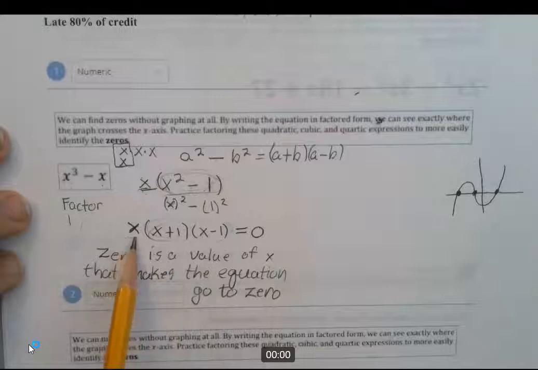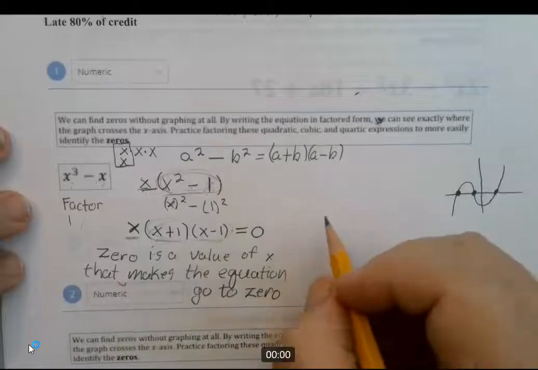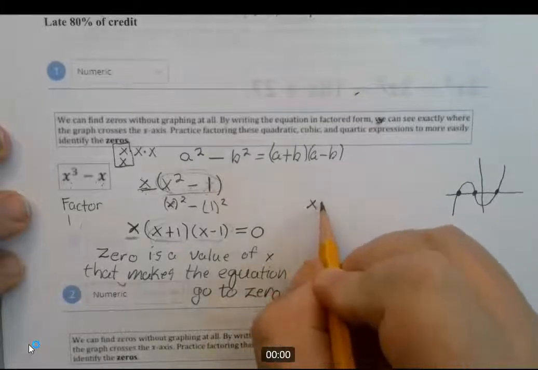So if we can find what makes this go to 0, that's considered a 0 of the equation. If we can find out what makes this term go to 0, that's a 0. This term goes to 0, that's a 0. Okay, so let me rewrite it over here where I have a little space to work.